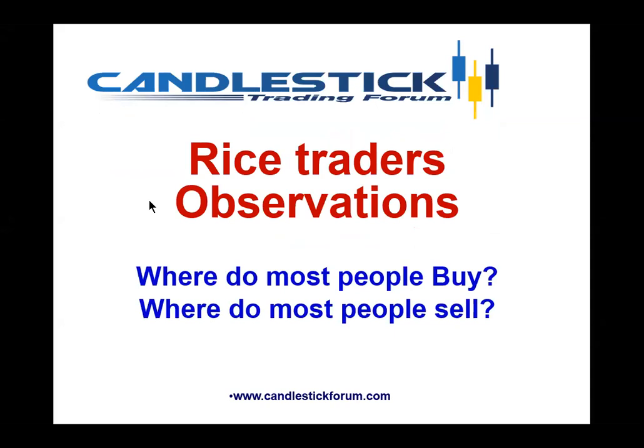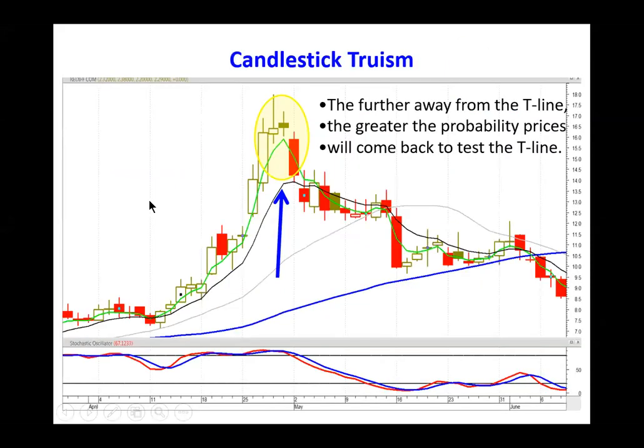So here are the simple observations the Japanese rice traders provided for us. Where do most people buy? They buy exuberantly at the top. Where do most people sell? They panic sell at the bottom. This is also illustrated by the T line. Remember, I said if you see a buy signal and a close above the T line, you can stay long until you see a sell signal and a close back below the T line, with the caveat that the further away you move from the T line, the higher the probability it's going to come back and test it.